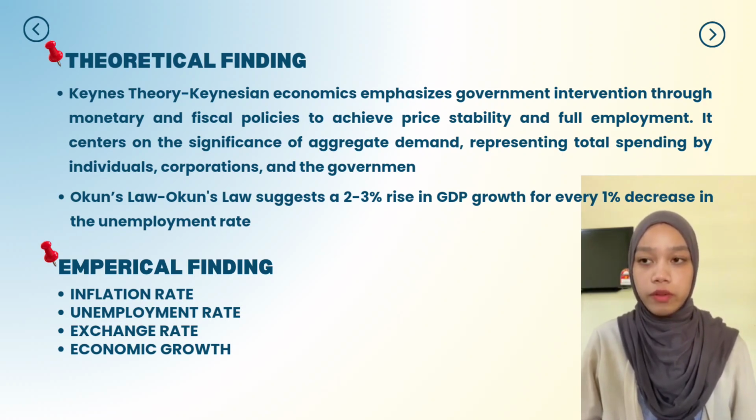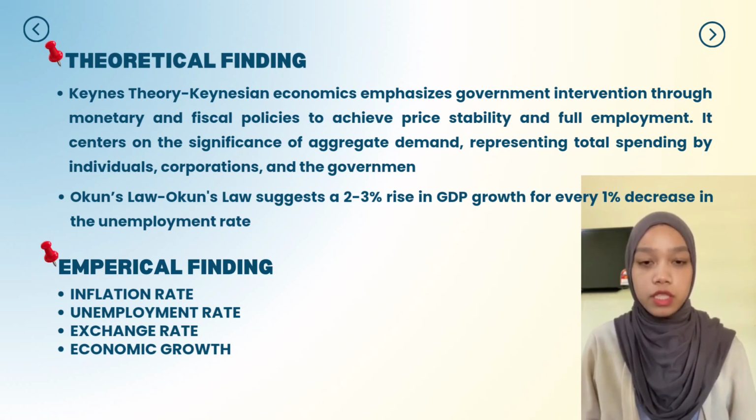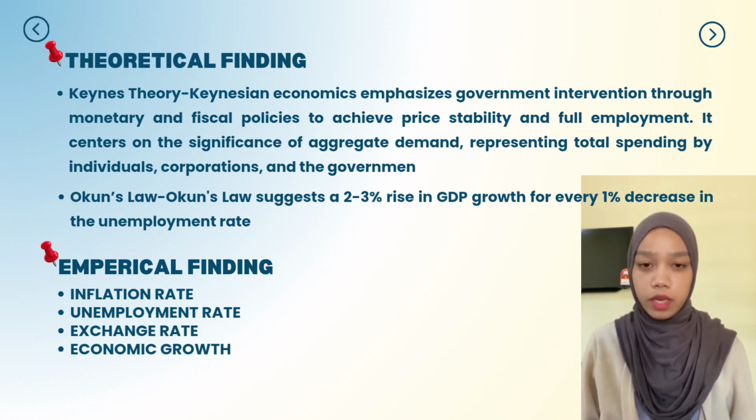For the theoretical findings, we identified two theories, which are Keynesian and Okun's law. Keynesian economics emphasizes government intervention through monetary and fiscal policy to achieve price stability and full employment. It centers on the significance of aggregate demand, representing total spending by individuals, corporations, and the government. Advocates of Keynesian theory highlight monetary and fiscal activism as essential tools for stabilizing the economy.